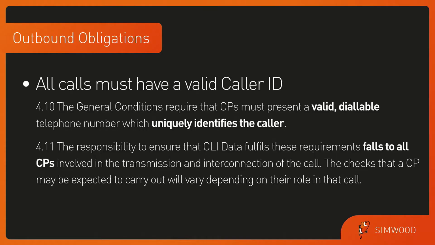So, from an outbound point of view, and we'll clarify that as calls to the PSTN from Simwood, all calls must have a valid caller ID. So the general conditions require that you must present a valid, dialable telephone number which uniquely identifies the caller. They've also clarified that this responsibility falls to all CPs involved in the transmission. So if you're another sort of reseller and you've got customers reselling to other customers, they're responsible for it, you're responsible for it, we're responsible for it, and ultimately whoever we pass it on to is responsible for it as well.